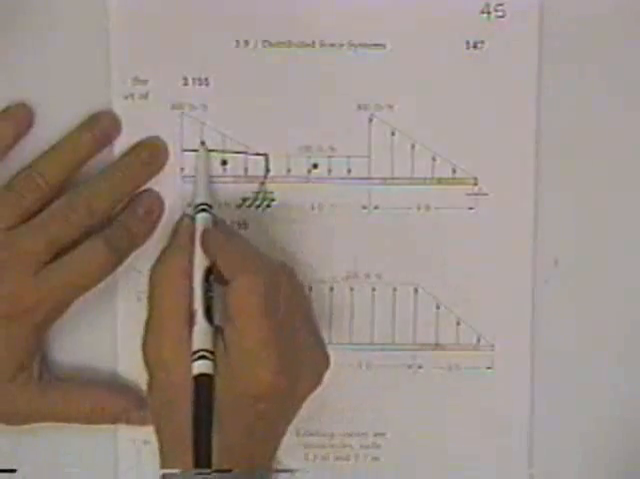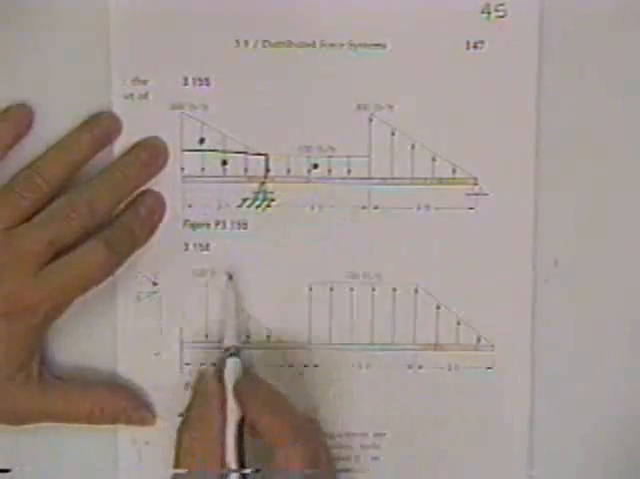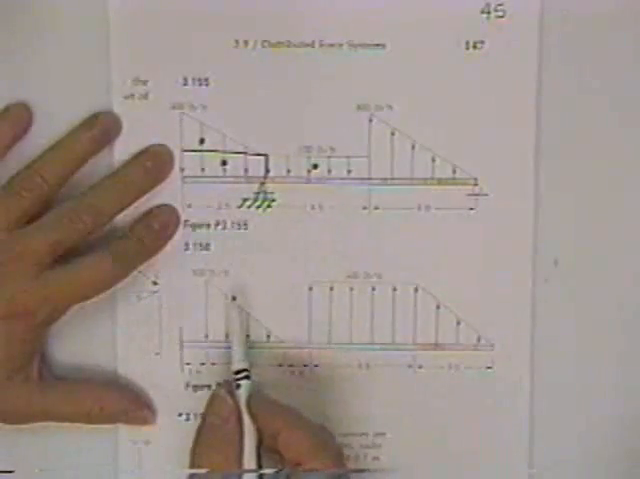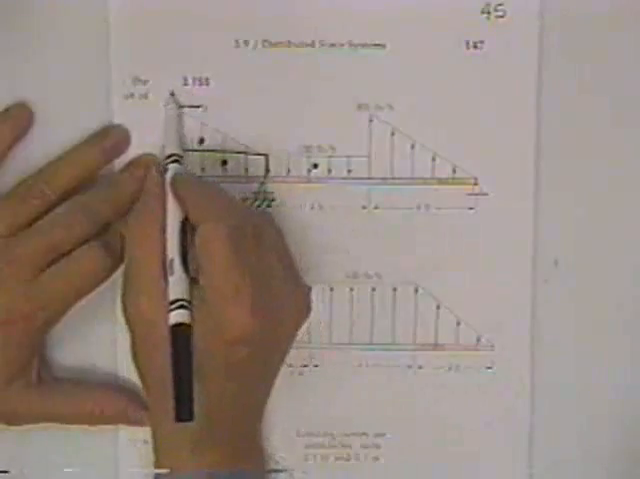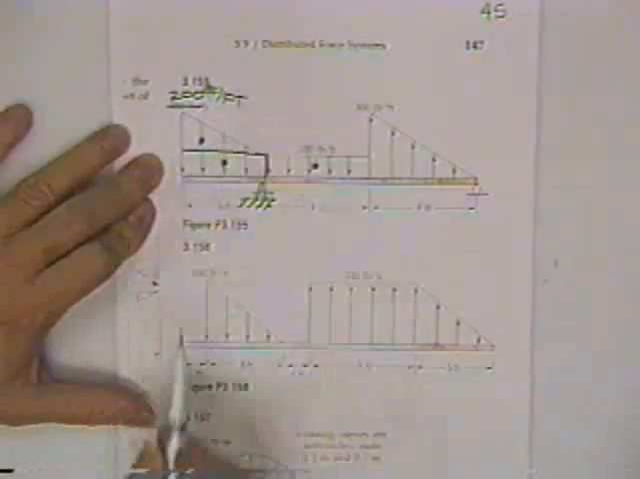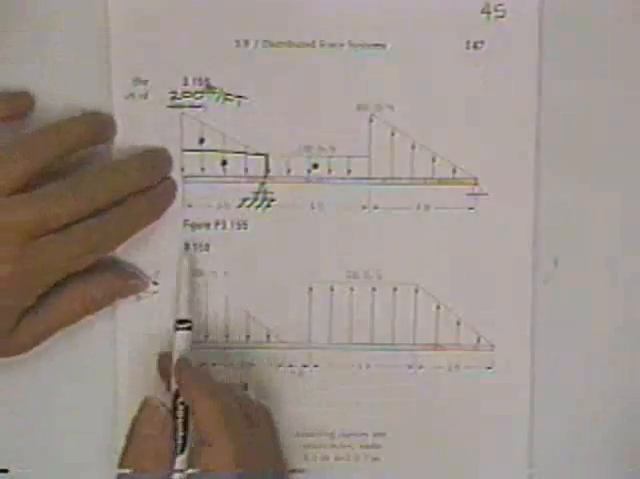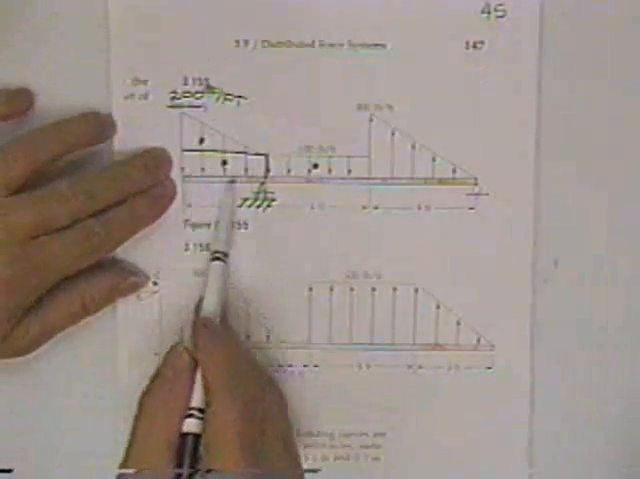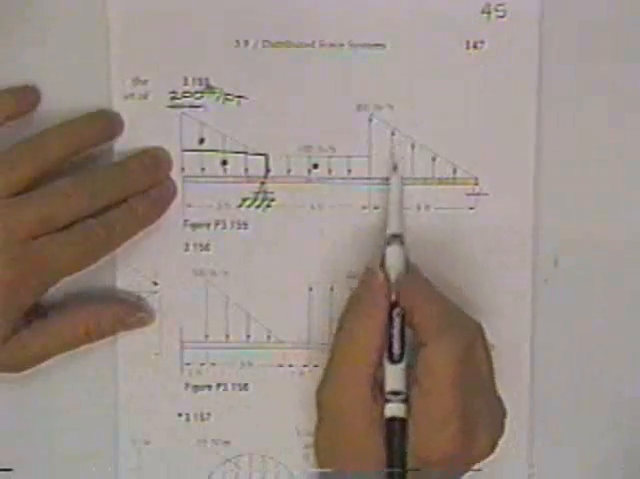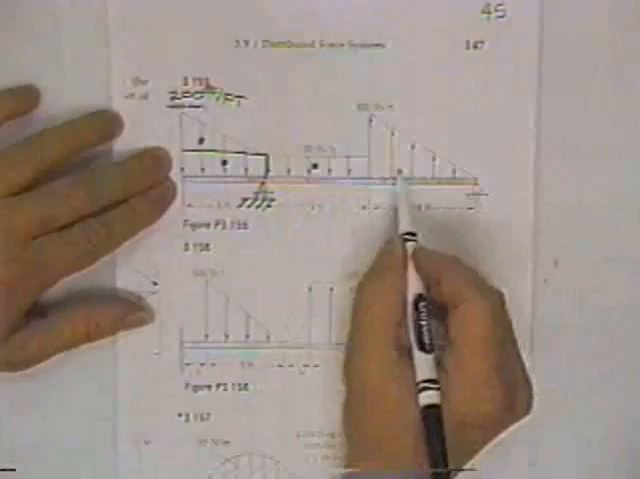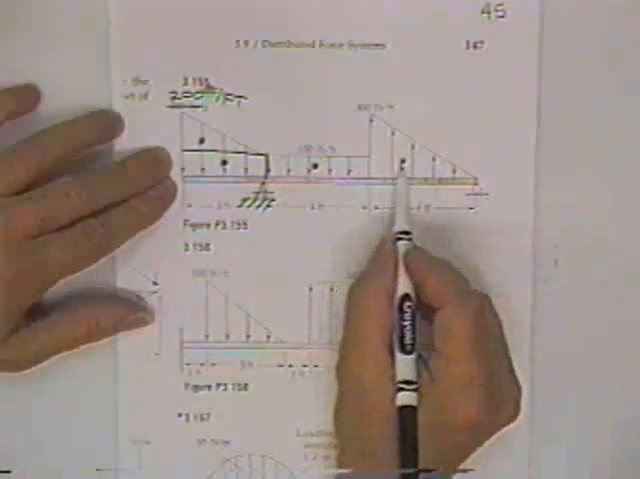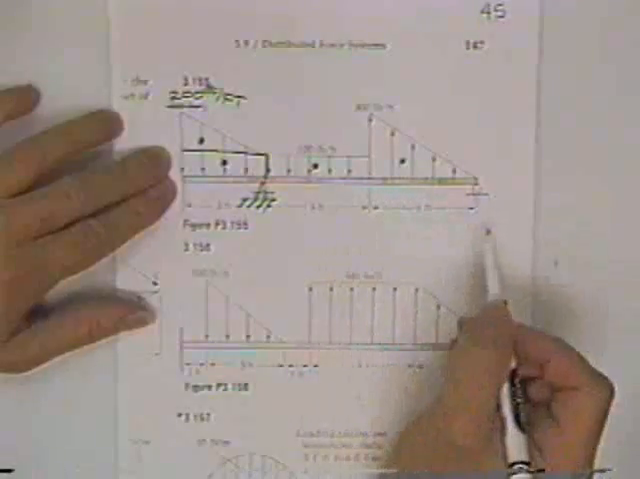The centroid of a triangle is 1/3 of the distance from the fat end of the triangle, and this is now 200 pounds per foot. The reason being, we've already accounted for the 100 pound per foot as a rectangle. And you'd have to be careful to notice this one's pointing up, so it will be pulling up. Here's the centroid of that triangle. It is 1/3 of the base from the fat end.